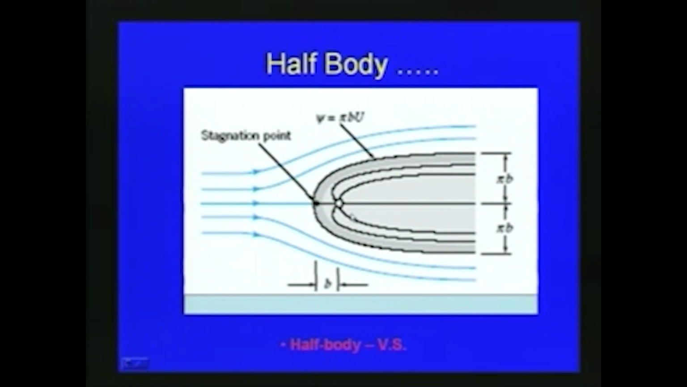So here this is just like a solid surface, this streamline, which is a closed streamline here like this. That is why it is called a half body, and then you can see that there will be a point where the velocity will be 0. That point is called the stagnation point. On the surface of this half body, psi is equal to pi b u, where b is defined as the width of this half body with respect to both directions, both the upward and downward.